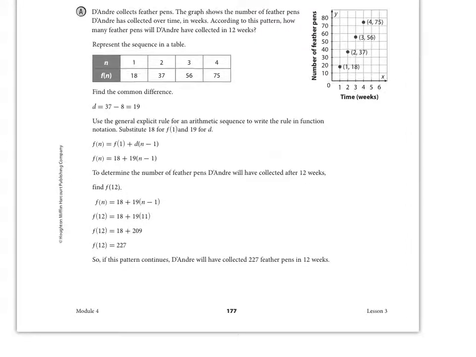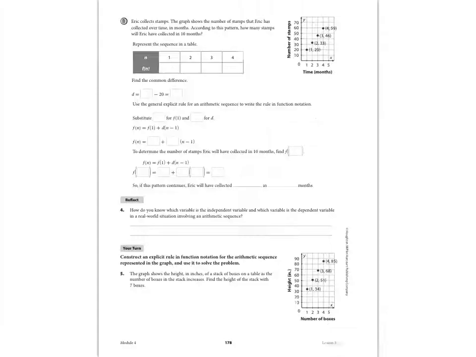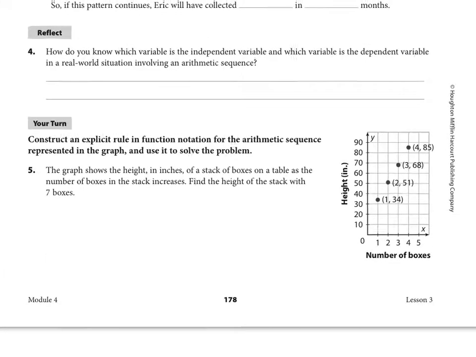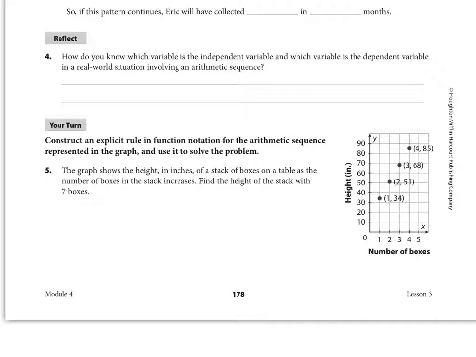Now let's take a look at our next example. Number 5, construct an explicit rule in function notation for the arithmetic sequence represented in the graph and use it to solve the problem. The graph shows the height in inches of a stack of boxes on the table as the number of boxes in the stack increases. Find the height of the stack with 7 boxes.